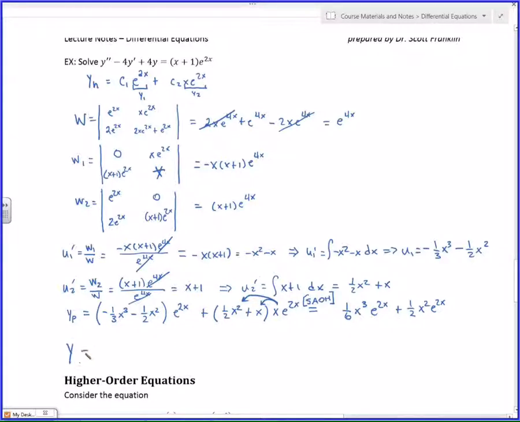So your final answer, y, is c1 e to the 2x plus c2 x e to the 2x plus 1/6 x cubed e to the 2x plus 1/2 x squared e to the 2x.